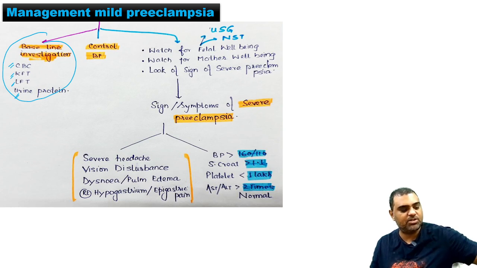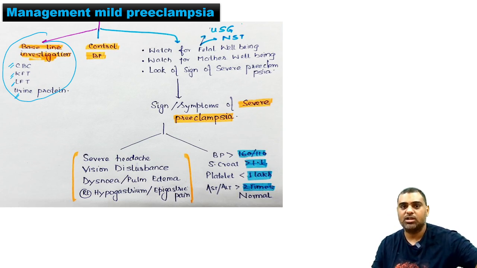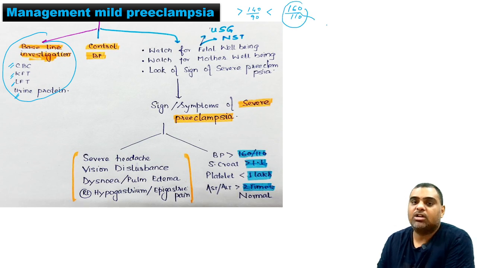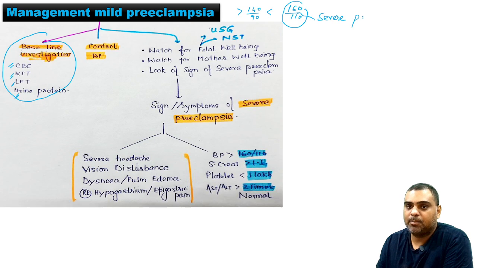And what is mild preeclampsia? I have told you what is mild preeclampsia. Mild preeclampsia is when BP is greater than 140 by 90 but less than 160 by 110. Because if it is greater than or equal to 160 by 110, that will be called severe preeclampsia.